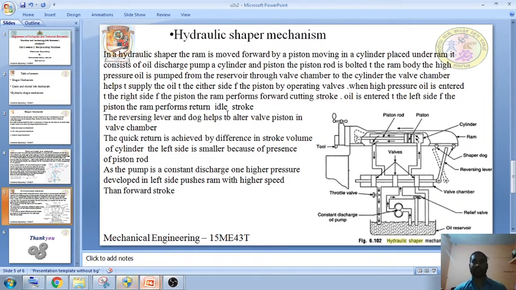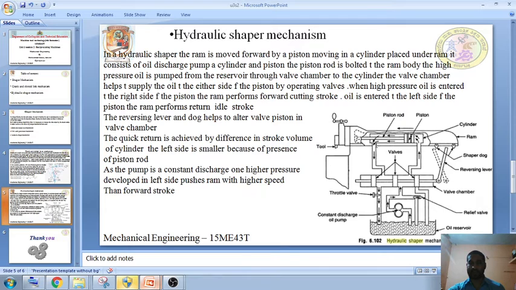Next is the hydraulic shaper mechanism. In a hydraulic shaper, the ram moves forward and returns by means of a piston which is bolted inside the ram body. The end of the piston rod is connected to the ram and bolted to the ram body.